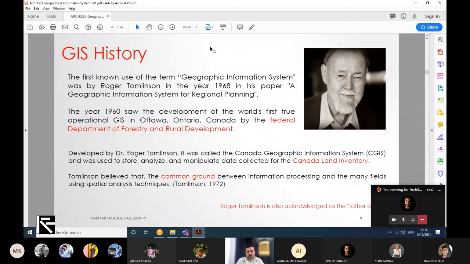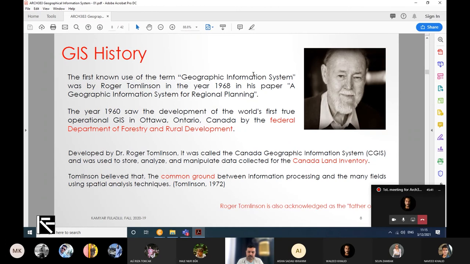I'm just going very briefly to talk about the history of the GIS. From now on, I'm going to call it GIS and not use this long name, Geographical Information System. The concept of the GIS was first developed by Roger Tomlinson. He published a paper in 1968. He worked in Canada for the Federal Department of Forestry and Rural Development. He started to generate this system to keep the land inventory data inside of the GIS.